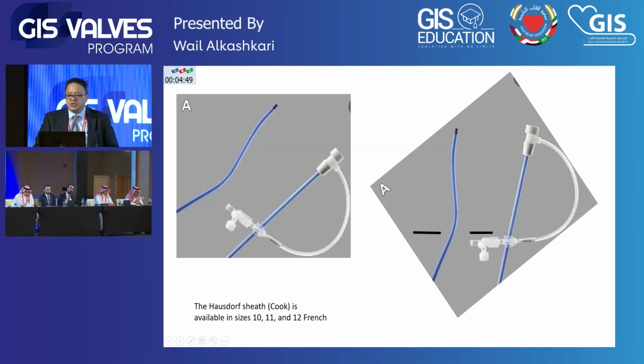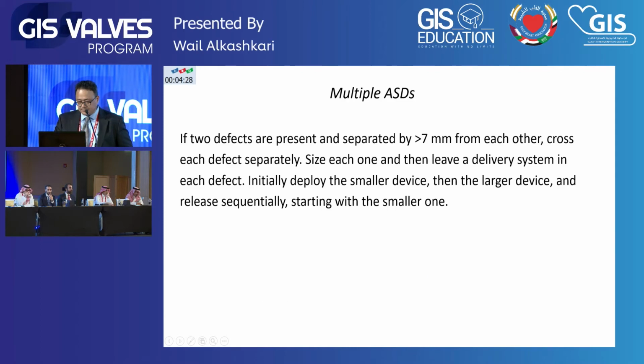The other technique is to use a Hausdorff sheath. It comes in 8, 10, and 12. You see the shape? It is not like the C shape of the regular ASD device. Here you can open it. Like here, I give you an example. This is the septum. You just go ahead and introduce the sheath and you open the device. It's as if you are going to the roof.